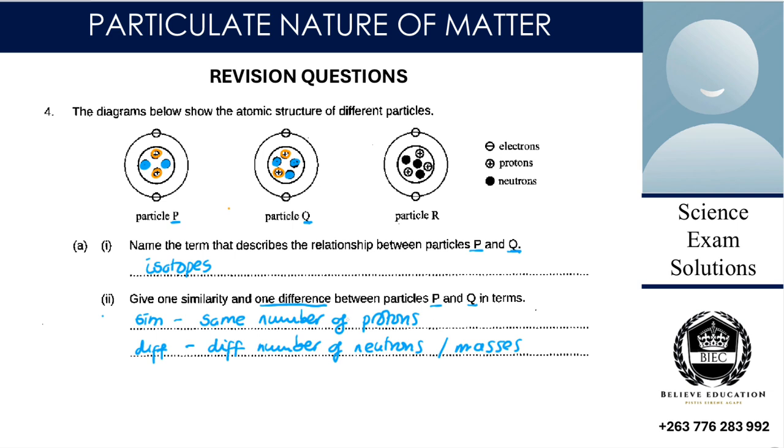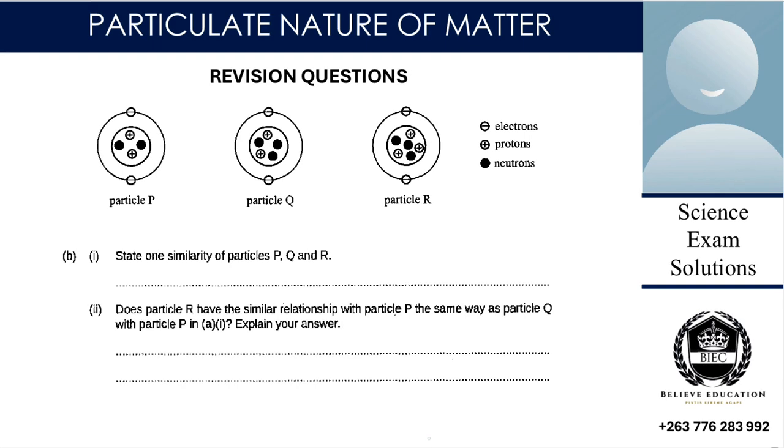And also this one, the same number of protons, or same number of electrons, since electrons is equal to number of protons. And then we continue with the question, and we look at B. State one similarity of the particles P, Q and R. So we want a similarity found in all of P, Q and R. Are we together? Here we have 1 2, here 1 2, 1 2.